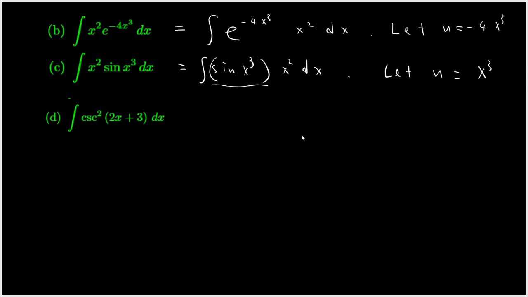And then for question D on the screen, so anybody want to tell me how to choose u? Choose u to be 2x plus 3. Okay.